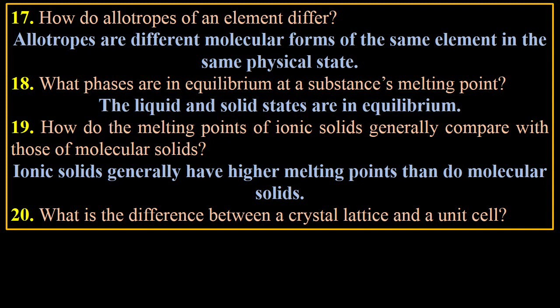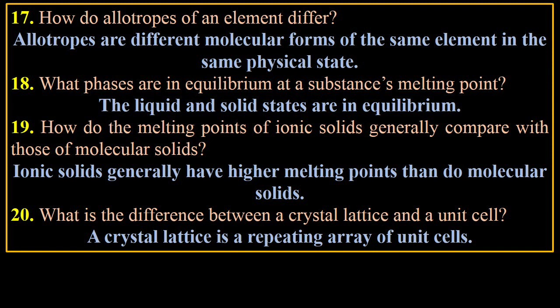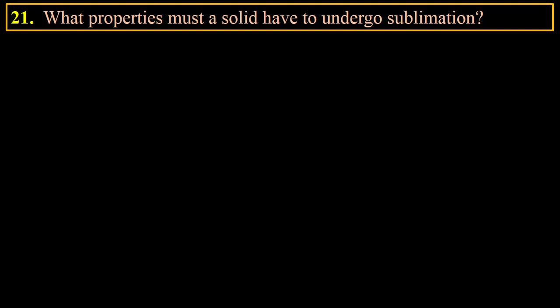It's pretty self-explanatory what a unit cell is. A crystal lattice is the repeating array of a unit cell. So the lattice is really what the overall structure is going to look like, and you'll be able to see evidence of the unit cell.